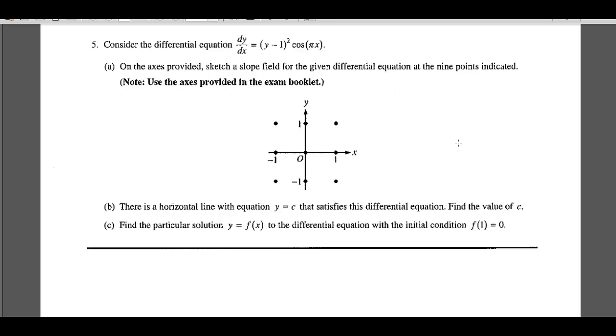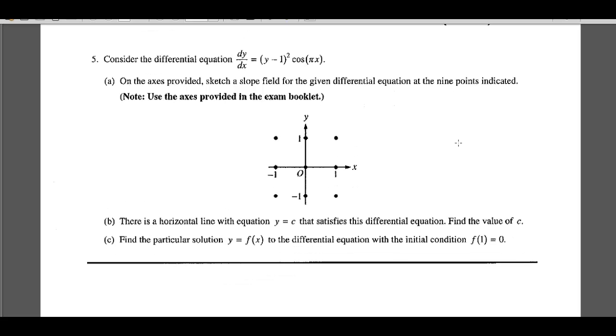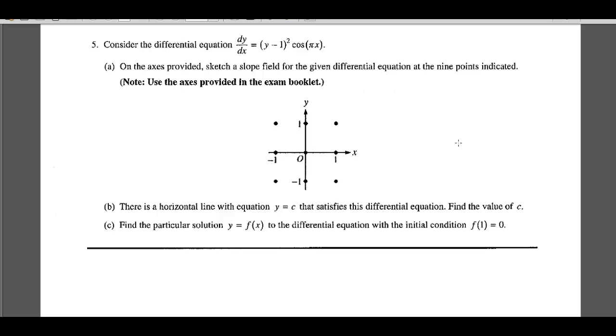All right, let's look at an example from an AP exam using the slope field. This is an FRQ from the 2006 AP Calculus AB exam. Consider the differential equation dy/dx equals (y minus 1) squared times cosine of pi x. On the axis provided, sketch a slope field for the given differential equation.